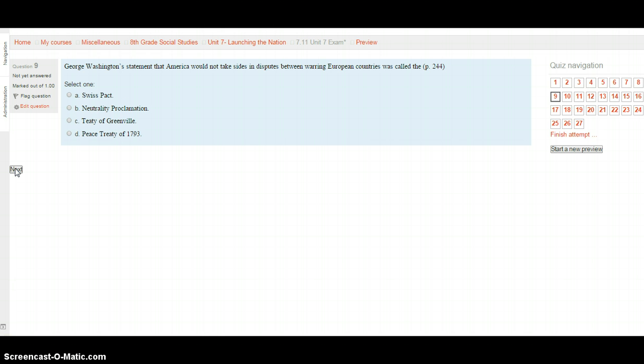Question 9. George Washington's statement that America would not take sides in disputes between warring European countries was called the A. Swiss Pact, B. Neutrality Proclamation, C. Treaty of Greenville, or D. Peace Treaty of 1793. So go ahead and go to page 244 to look for your answer, select your choice, and whenever you're ready, hit the Next button.